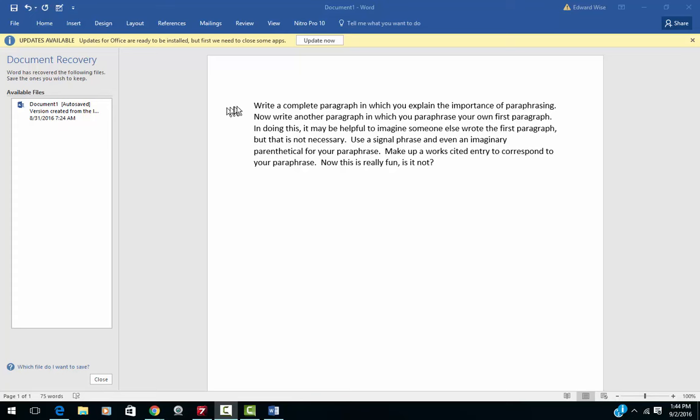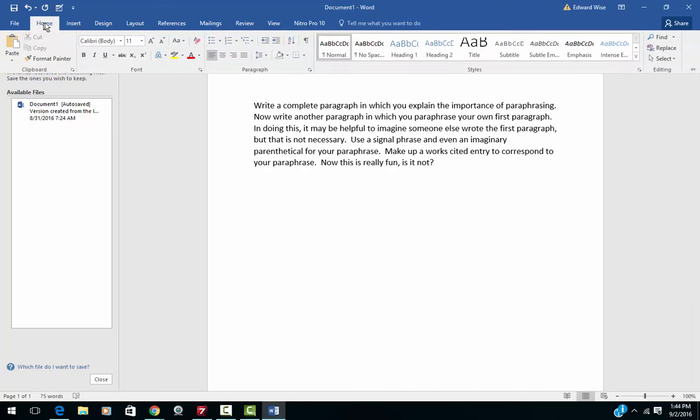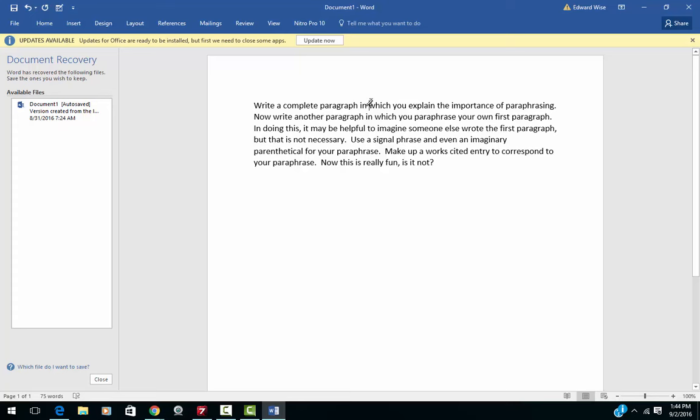So the first thing obviously you're going to do is look at the question itself, right? You're going to make sure you've got a good handle on that. It does say you're going to write a complete paragraph, and in this paragraph you're going to explain the importance of paraphrasing. Why paraphrase is really what the question is saying, right?